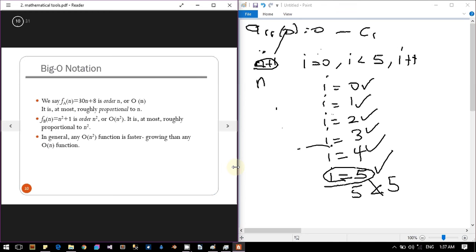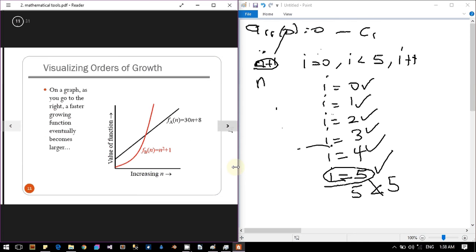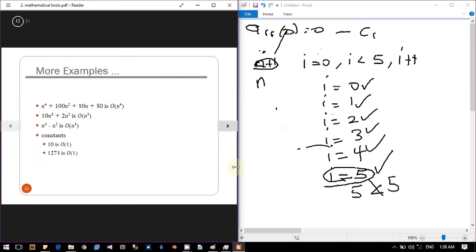So now, this is how to find the order of a function. The largest power of n here is n, and that's why it's order n. The largest power of n here is n squared, and that's why it's order n squared. Okay? So visualizing orders of growth, this is also n raised to power 4, this is also n raised to power 3, this is also n raised to power 3.